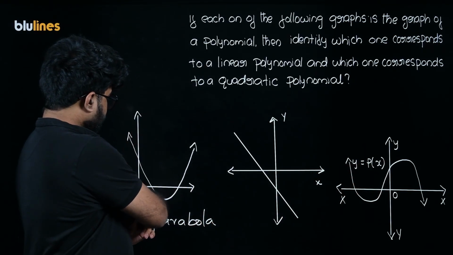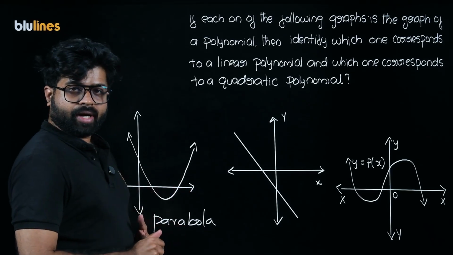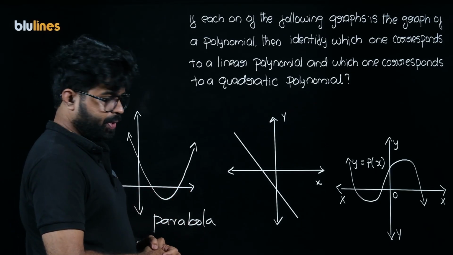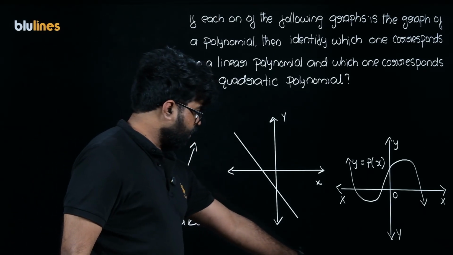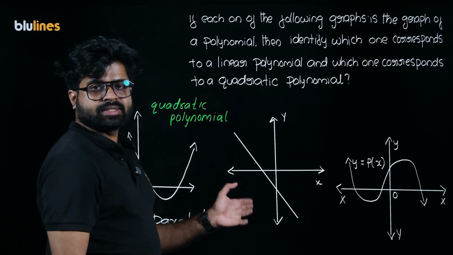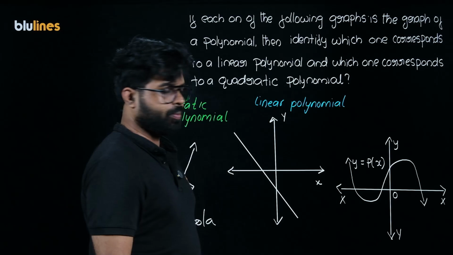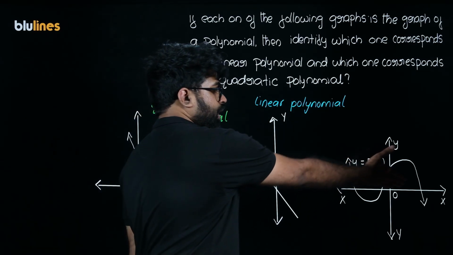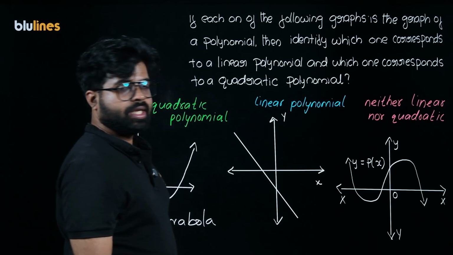If a graph touches 2 points on the x-axis, then it is a quadratic function, or a quadratic polynomial. We call it by a pet name, parabola. So this is a quadratic polynomial. Here, this is a straight line which touches the x-axis exactly once, and it is the graph of a linear polynomial. So this one is a linear polynomial. It's touching more than 2 times, so it's not a quadratic polynomial. So it's neither linear nor quadratic.